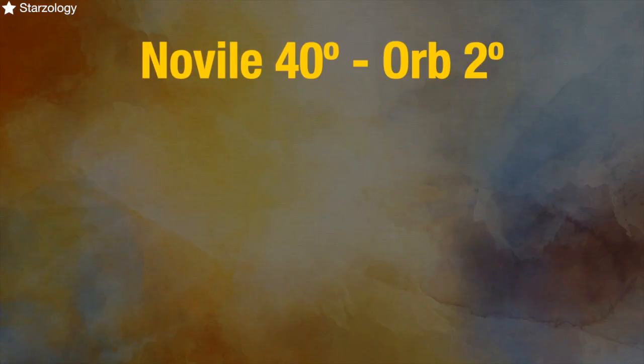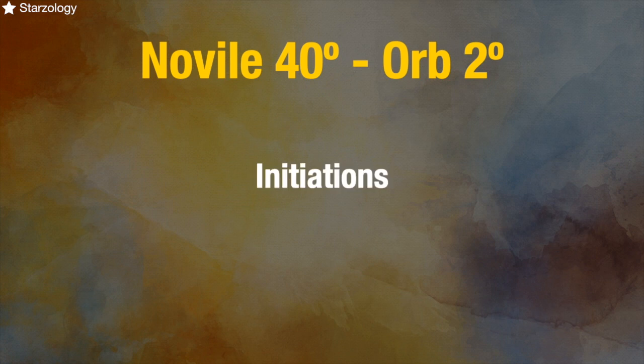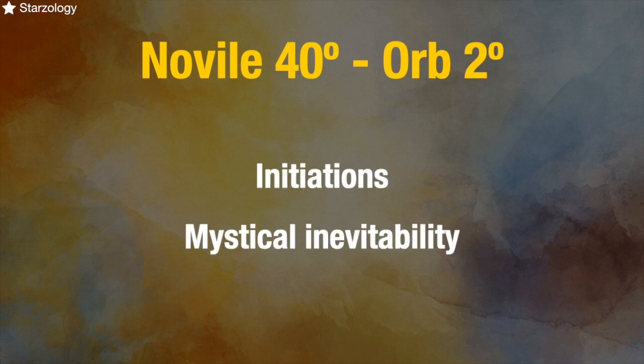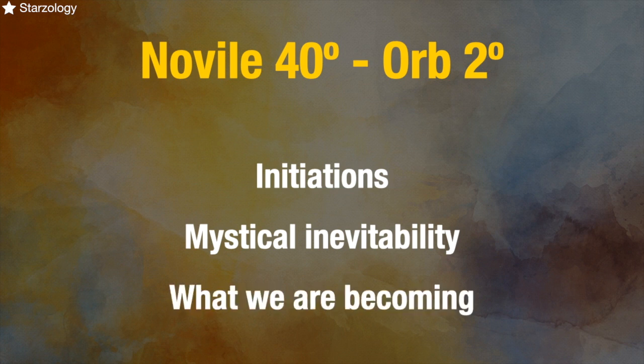Then we have the novile. The angle here is 40 degrees, again an orb of 2. So our keywords here are initiations, mystical inevitabilities, and what we are becoming. Two planets in novile at 40 degrees can be the beginning of what we are becoming almost.